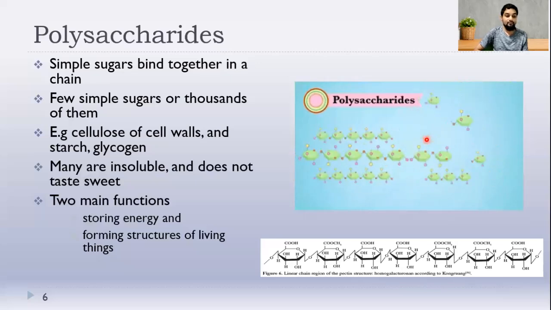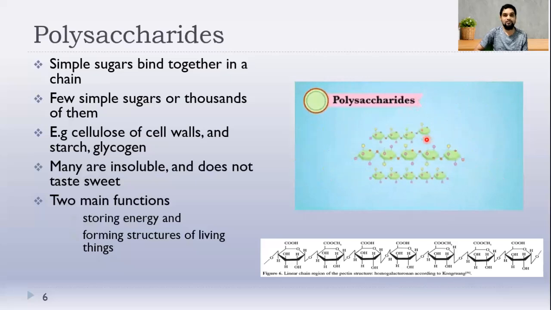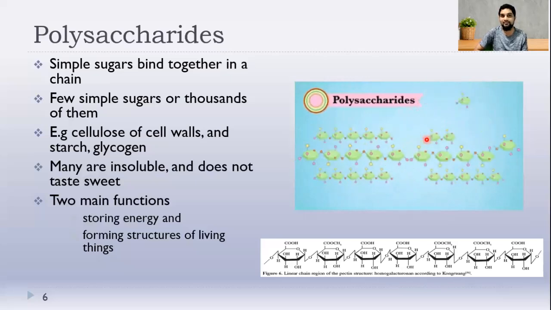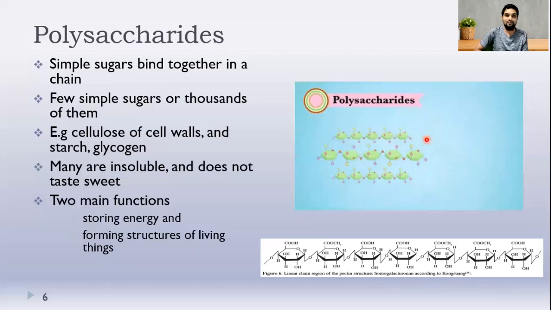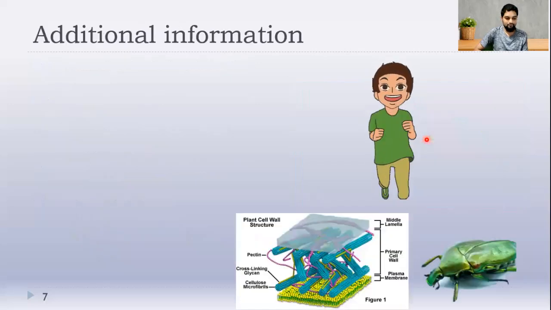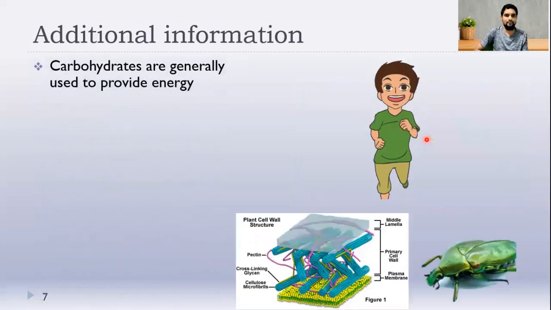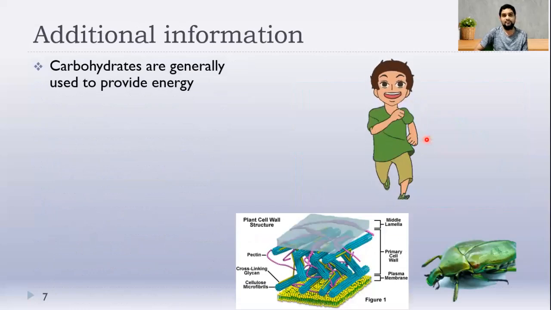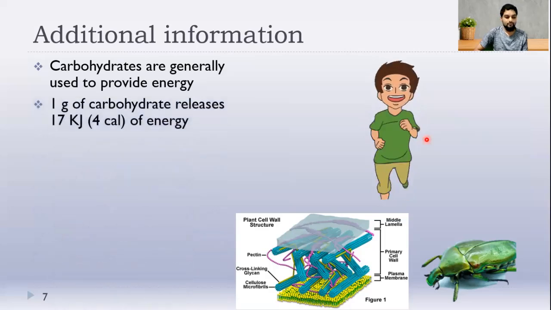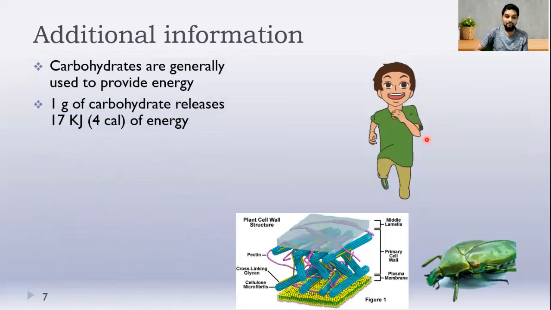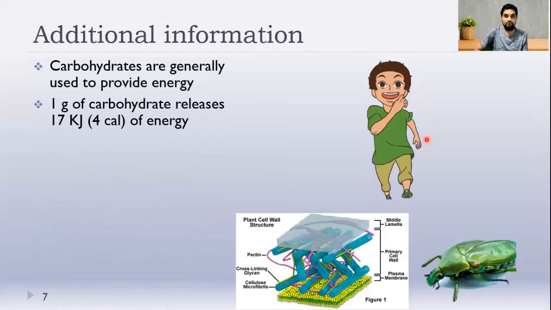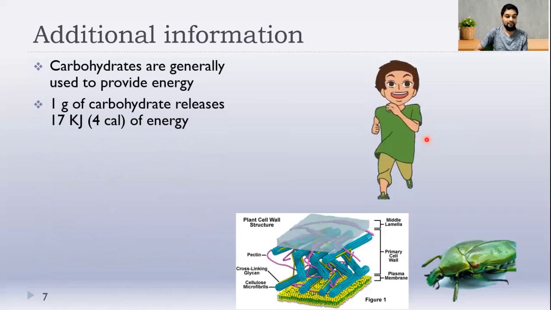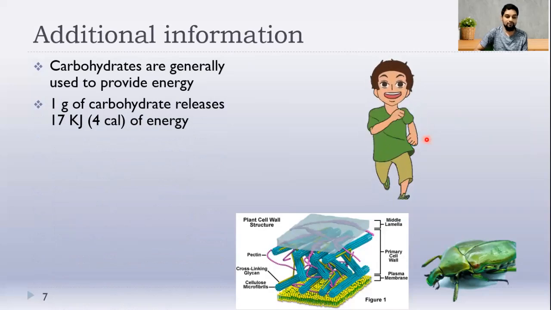And the polysaccharides also form structures in living organisms. For example, cellulose forms the cell wall that is found in plants. Some additional information here regarding carbohydrates. Carbohydrates are generally used to provide energy, and if we consume 1 gram of carbohydrate, it gives us 17 kilojoules of energy.